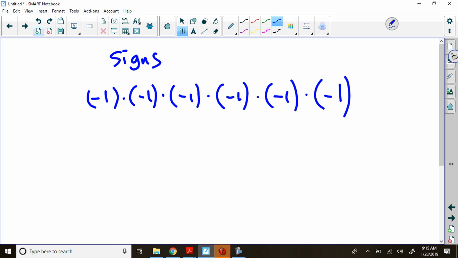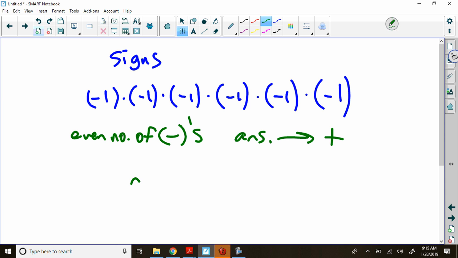There's a whole bunch of negative ones. Negative 1 times negative 1 times negative 1 times negative 1 times negative 1 times negative 1. How'd you know it's positive? Because they cancel out, because the opposite of a negative is a positive. So if there's an even number of negatives, your answer is going to be positive, right? So the answer here is, of course, 1.